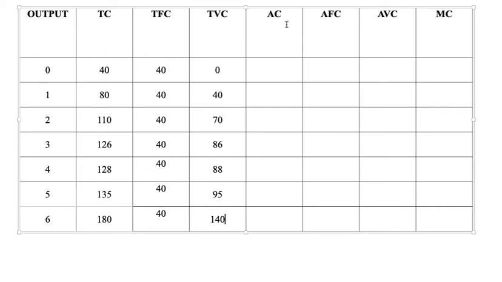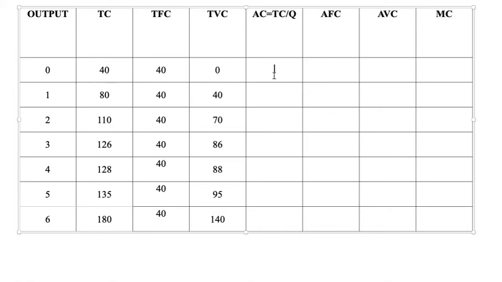Now we have average cost. What is the formula for average cost? Average cost is equal to total cost divided by the output, that is Q, right? Average cost is equal to total cost divided by Q. So what is our total cost here? Total cost is 40. So it is very simple. When there is no output, there is only the total cost, or we can say the fixed cost.